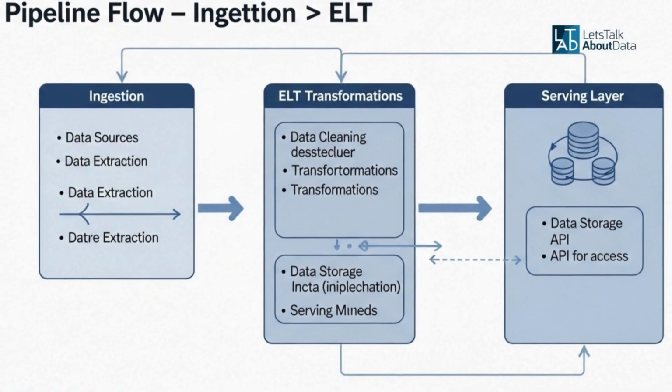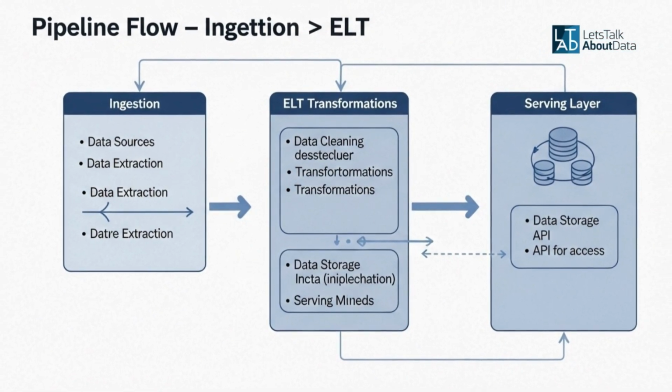Zooming out to the broader data engineering lifecycle, which includes generation, ingestion, transformation, and serving, ELT primarily influences the ingestion and transformation stages. Orchestration tools like Apache Airflow, Dagster, Prefect, and Databricks workflows coordinate and automate these ELT processes, ensuring consistency, reusability, and observability across the pipeline.